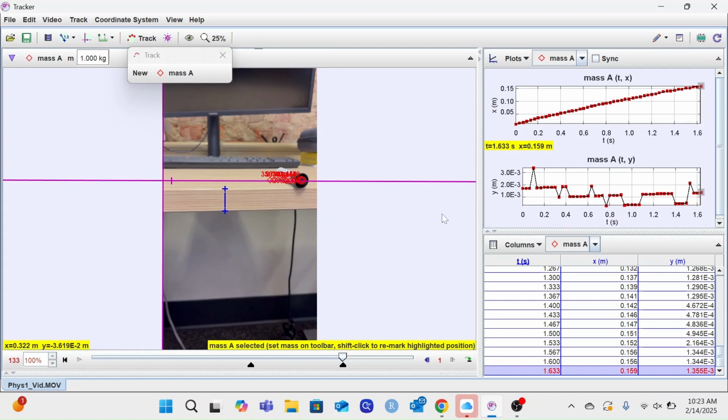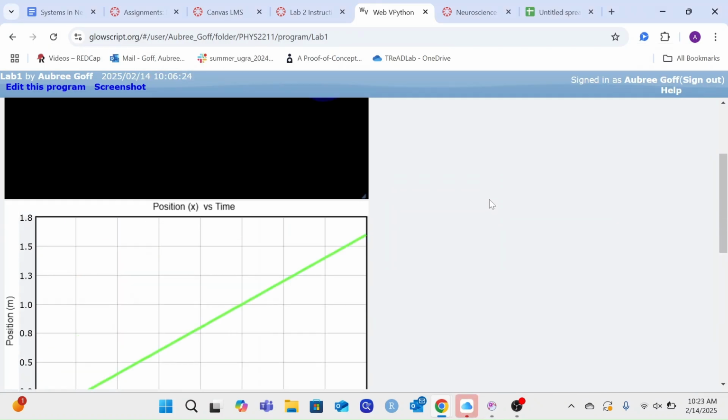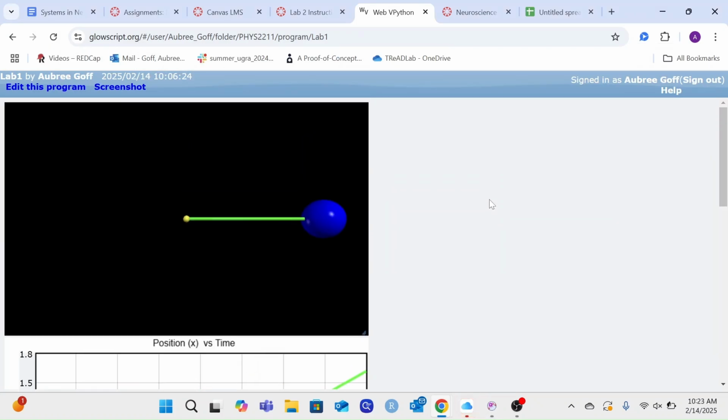Really no movement in the y direction. It seems that there is some here, but these numbers are so small that, for our purposes, it negates the movement in the y direction. So this means that our computational model that we saw earlier is representative of real motion, and it is indicative of constant velocity.